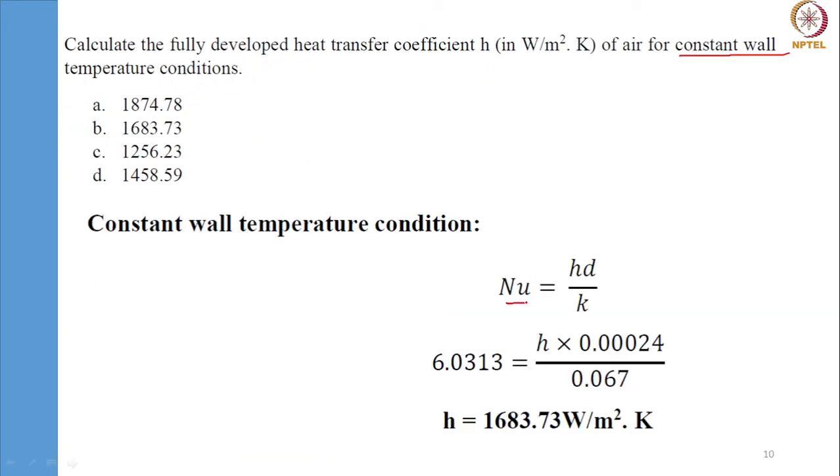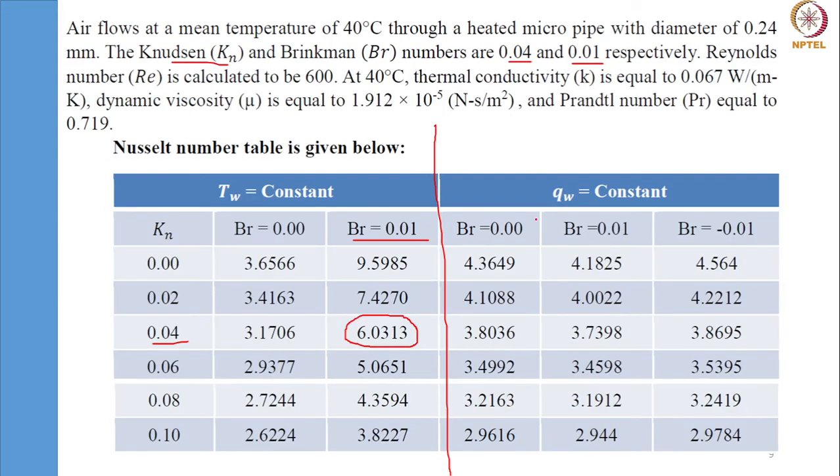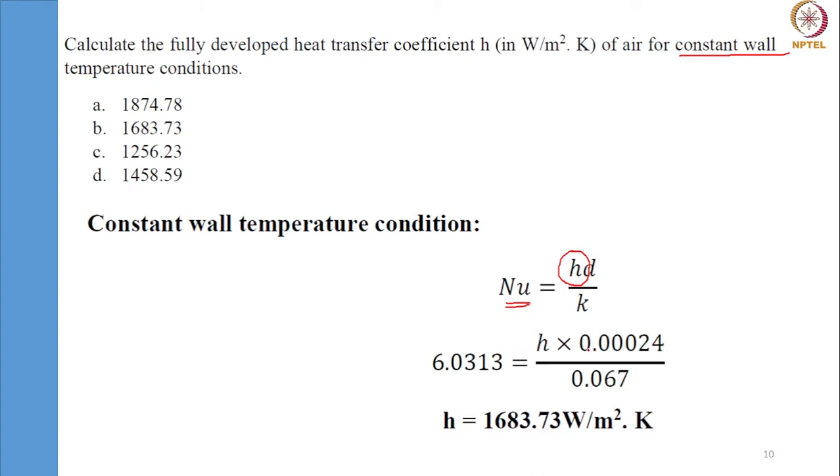After getting the Nusselt number, we are now in a position to find the heat transfer coefficient. Nusselt number can be written as hd by k, where the hydraulic diameter is given, that is 0.24 mm. We have plugged that value in the numerator, and the thermal conductivity of the fluid is given as 0.067 in SI units. From that we find that the heat transfer coefficient is 1683 watt per meter square Kelvin.